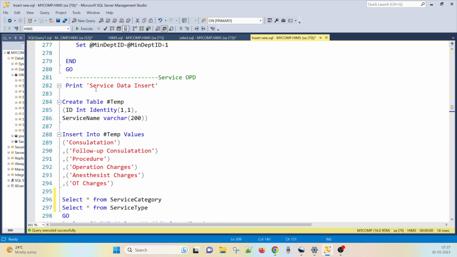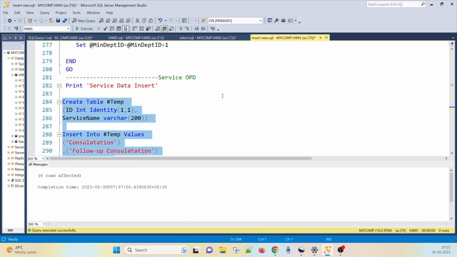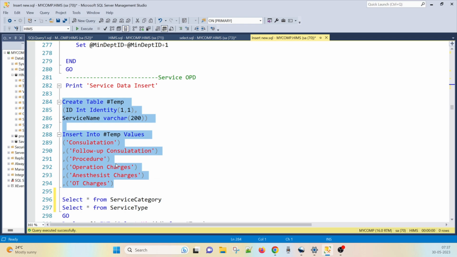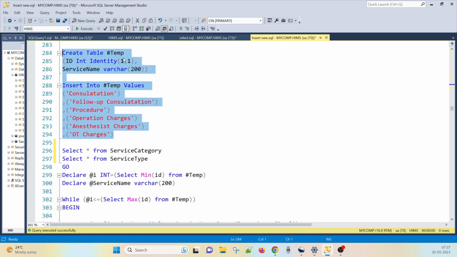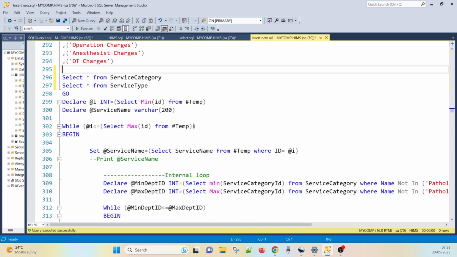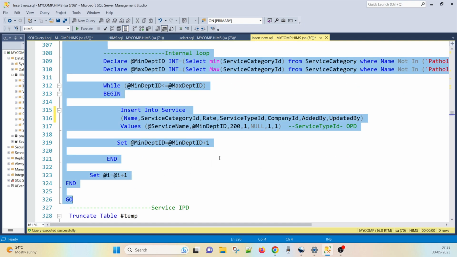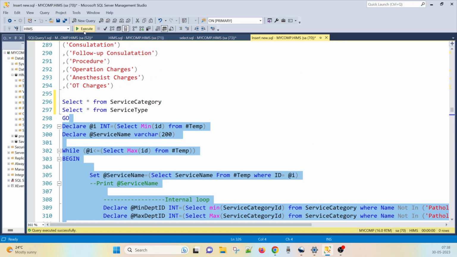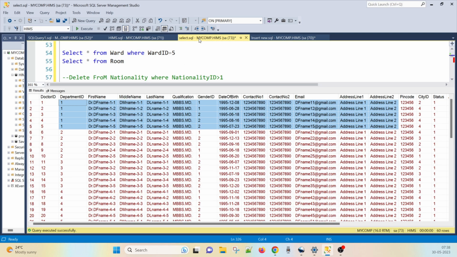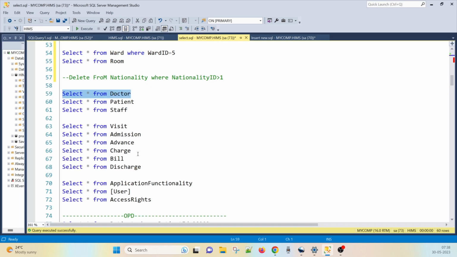What I will do, I will create the temp table first. Temp table means, from a temporary point of view, we have to store the values in it. So we can use the temp table or table variable as well. I will explain temp tables and table variables in the next, separate session. And I will insert the service records. So let's see, select star from services.